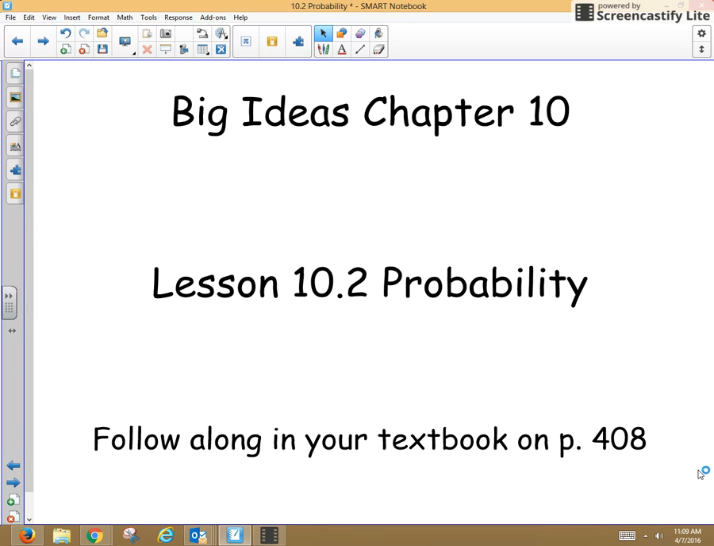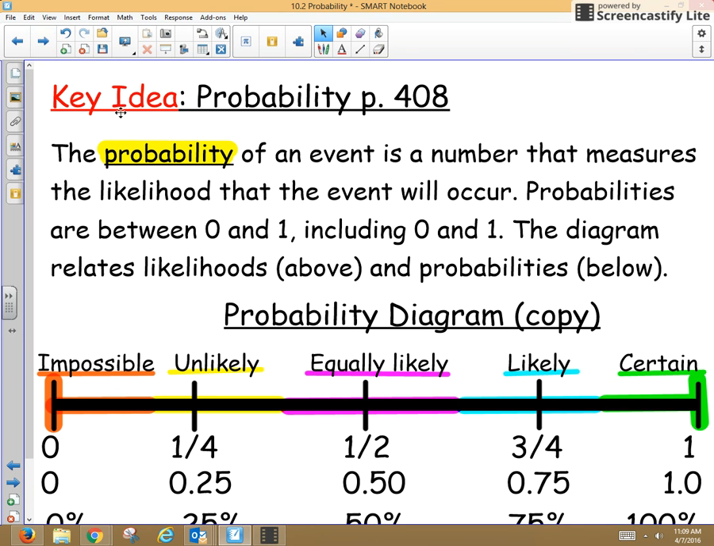Hello students, today we are covering lesson 10.2 on probability. Please follow along in your textbook on page 408. Our key idea is probability and it can be found on page 408.